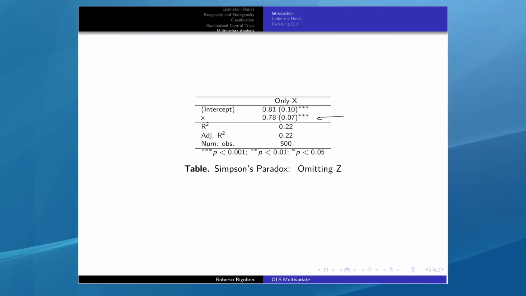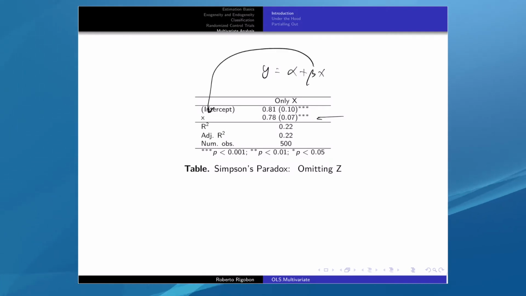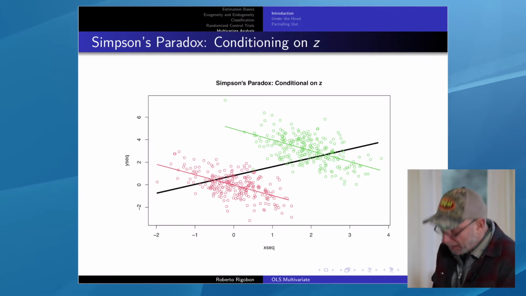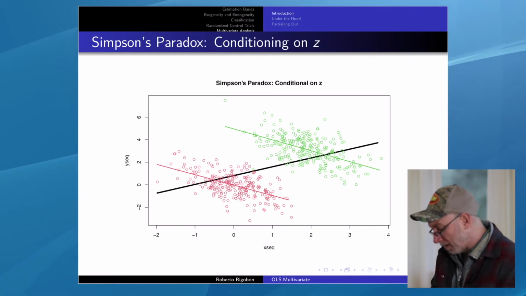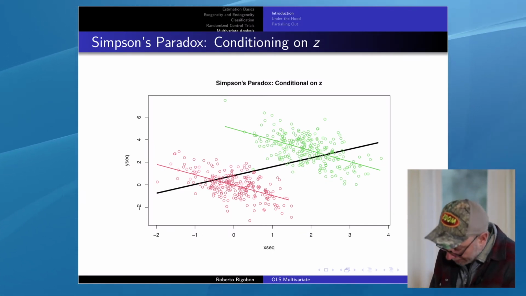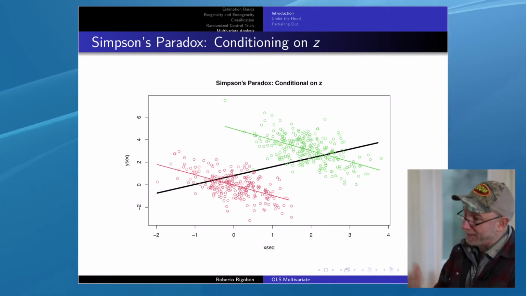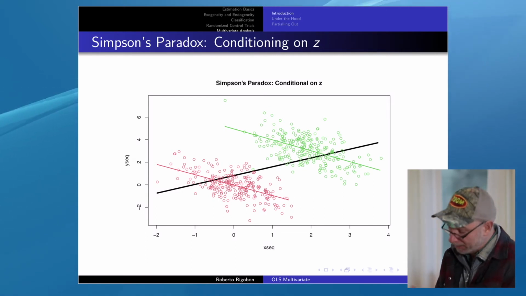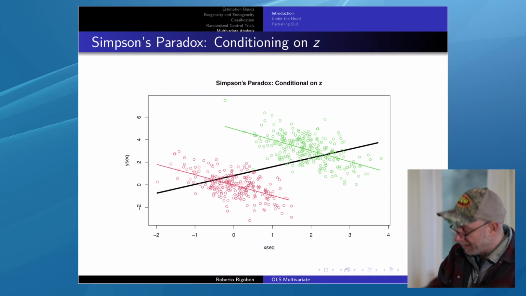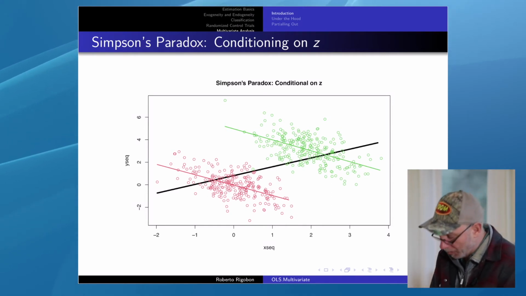So if we run the regression y on alpha plus beta x, that beta is 0.7, okay? So it's positive. So we omit z and we will have a bias. What is truly happening is that if you look at the data only conditioning on the z, so when the z is equal to, and by the way, you can do this because z is 0 and 1, so I have done this just for simplicity. If z is a continuous variable, this is much harder to do.